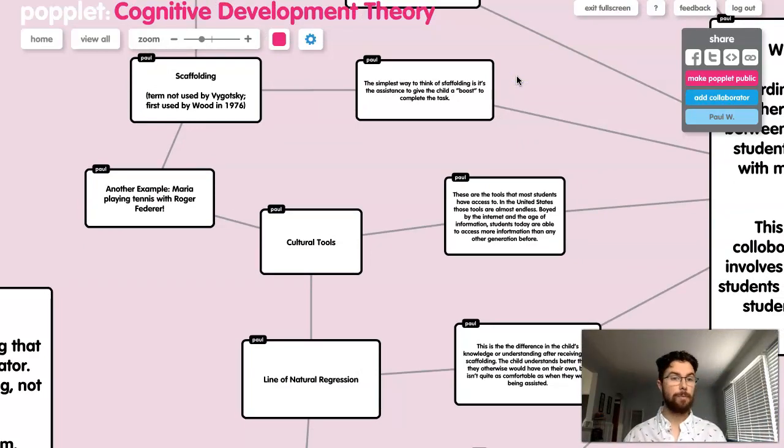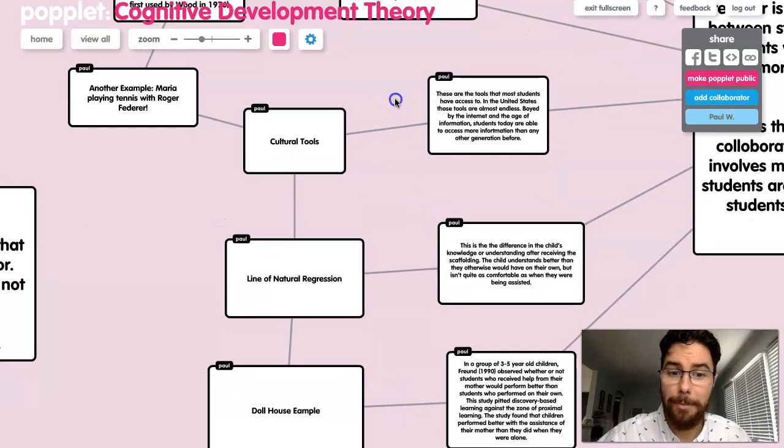playing tennis. This is my example. Let's say Maria's really good at tennis. She wants to get better. She doesn't know how to get better. And then all of a sudden, Roger Federer comes along. Our more advanced person gives that person a little boost. Sure enough, Maria's got it going on now.